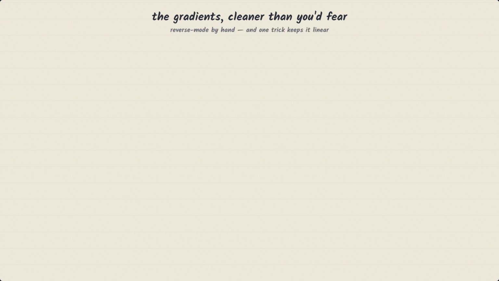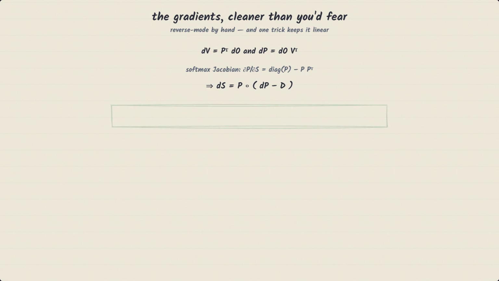And the gradients themselves are cleaner than you'd fear, just the chain rule, done by hand. The gradient of V is P transpose times dO. The gradient of the weights, dP, is dO times V transpose. For the scores, softmax has a known Jacobian, diagonal of P minus PP transpose, which gives dS equals P, elementwise times, the quantity dP minus D. And D is the trick that keeps everything linear.